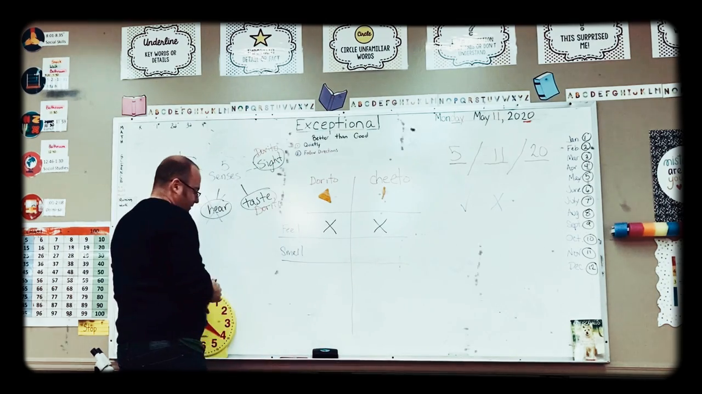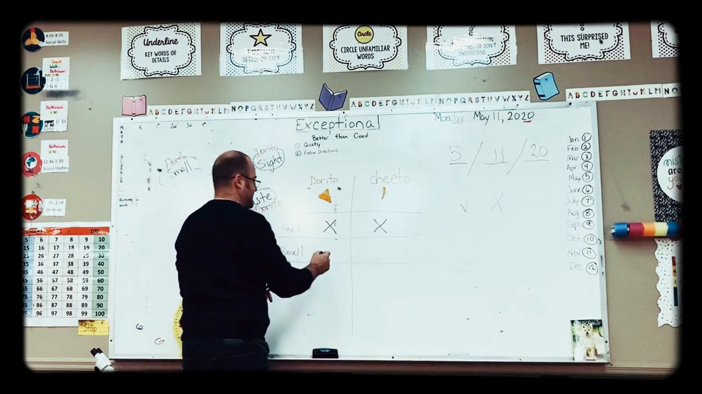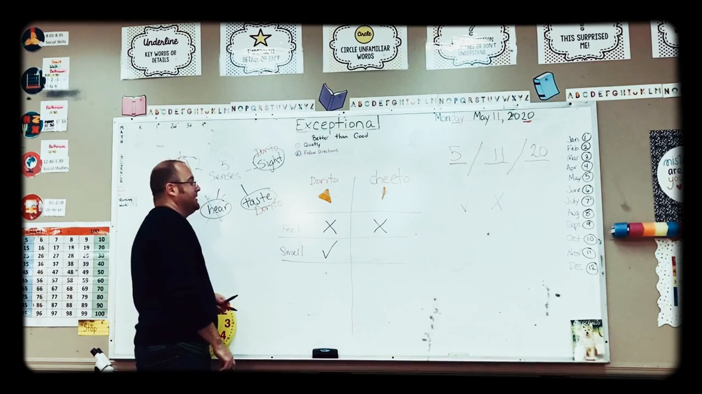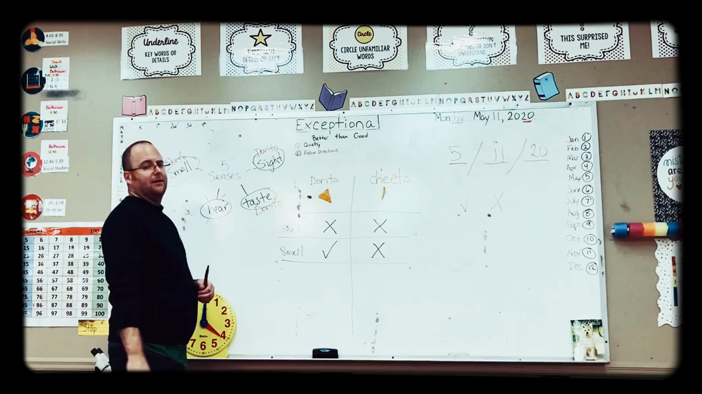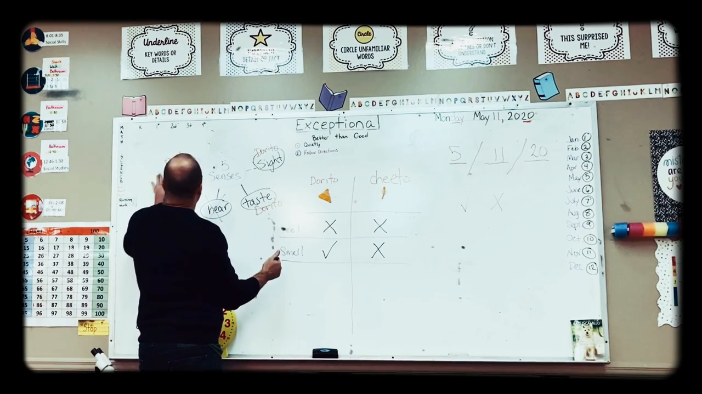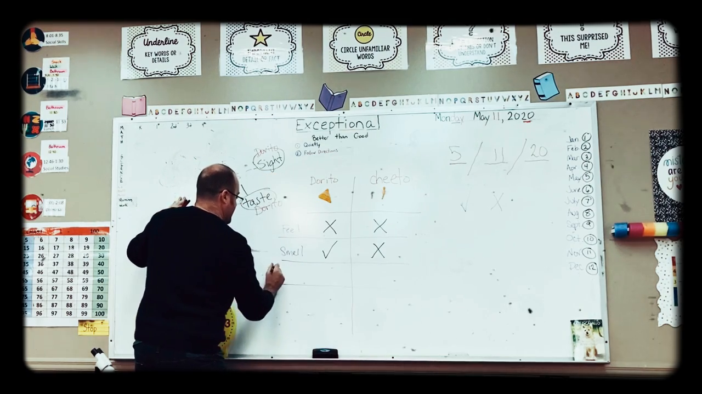Smell. I smelled them. I smelled the sweet and tangy of the Dorito. I like that. I liked it a lot. So I said, check Dorito. The Cheeto, I didn't smell anything. So I put an X there for that. No flavor, really. Let's go down another one. We're done with the smell. Let's go to here.